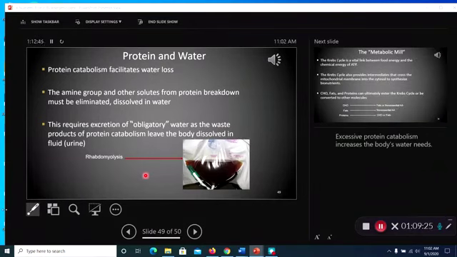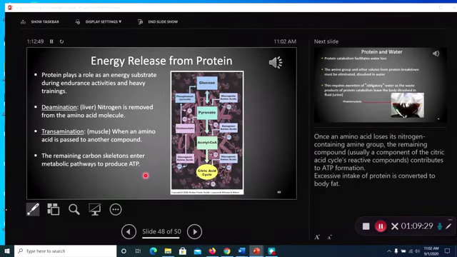Protein and water. As we break down protein, I probably should have mentioned it in the last slide, we're deaminating that nitrogen-containing group. We can't oxidize it, right? And so we have to be able to urinate it out. And so part of that process of metabolizing more protein is going to mean that we need to take in more water, or use more water, to be able to urinate out that nitrogen-containing group.